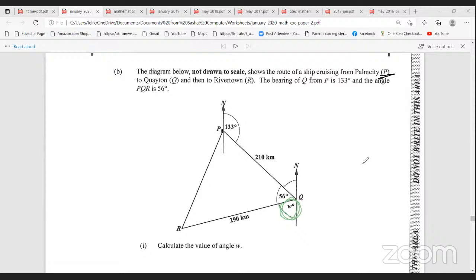There's something staring right at you. So start thinking along the line of corresponding angles, cointerior angles, angles on a straight line, vertically opposite angles, alternate angles. Something along that line is going to help you to find W. So be smart now. I know you all are smart. So let's put that brain together.